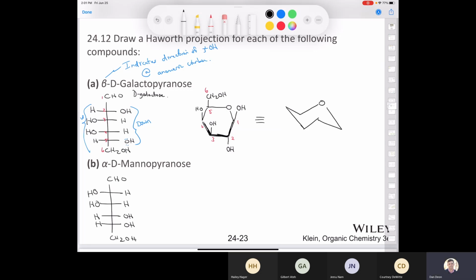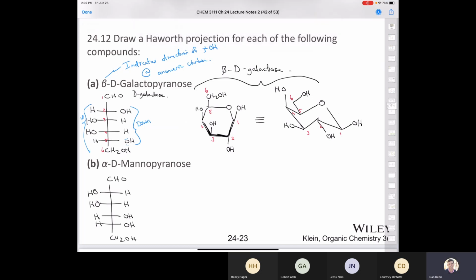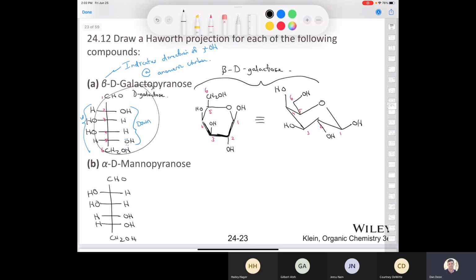Okay, so we have the beta, carbon number 1. So let me number my carbons 1, 2, 3, 4, 5, and then I have CH2OH. So this is carbon number 6. So my beta carbon hydroxyl is pointing up. The next one is pointing down. The next one is pointing up. And the next one is also pointing up. And there you go. So these two both represent beta D-galactose. And the Fisher projection just represents D-galactose.